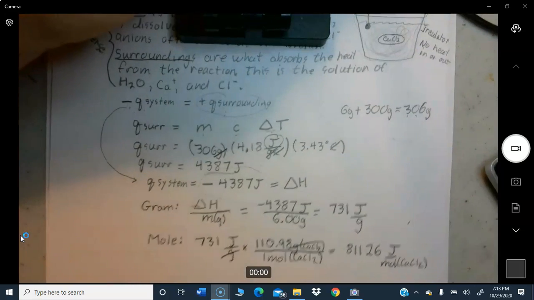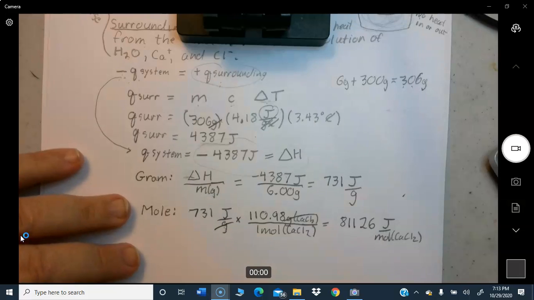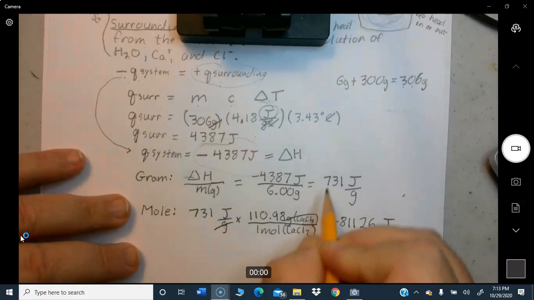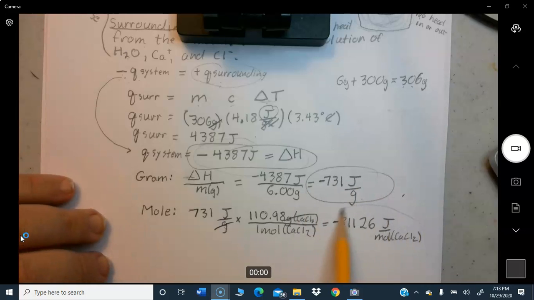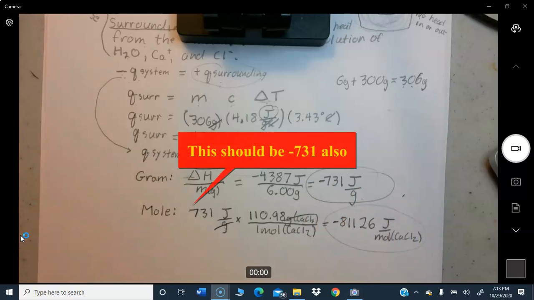Now another conversion, and that's pretty much everything that you could be asking. By the way, I should have put negative signs. That's exothermic. It's coming out of the system. That's what we're interested in. So this is an answer right here if you want it per gram. This is an answer if you want it per mole.